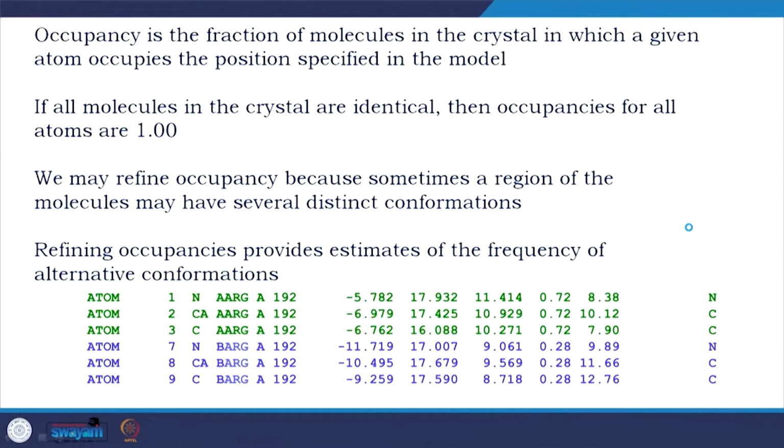Here I am not going into details because I am spending a few classes on this, but you will see that the x, y, z's are there, and this is the occupancy. You see this is a side chain of the arginine, and for one conformation it is 72%, which means 0.72, the other 0.28, 28%, and the total is 100.